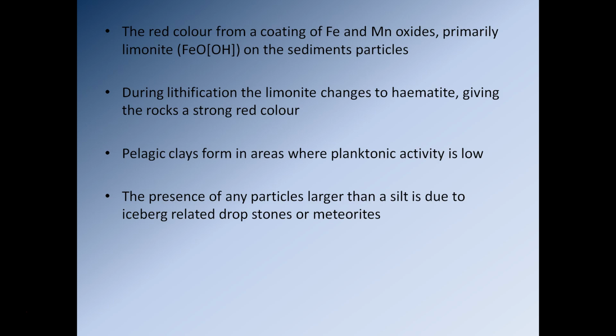Pelagic clays will tend to form in areas where planktonic activity is low. If it was high, you would obviously have lots of plankton dying, and so their shells would become part of these deep sea sediments, and you would end up with a calcareous or siliceous ooze. And so obviously pelagic clays can only form in areas where the amount of plankton is much lower. As we've already discussed, the presence of particles larger than silt is due to iceberg-related dropstones or meteorites every once in a while.